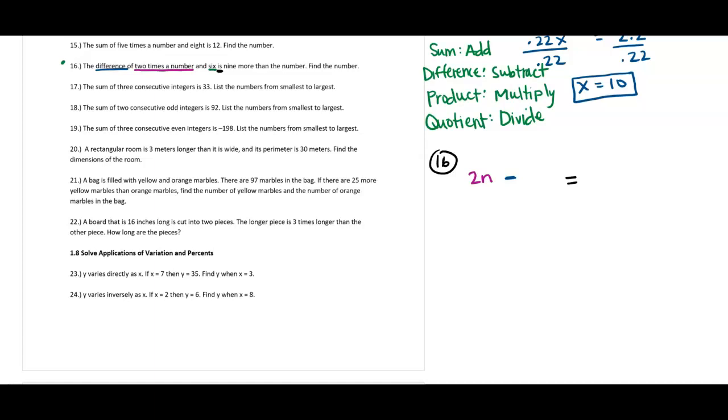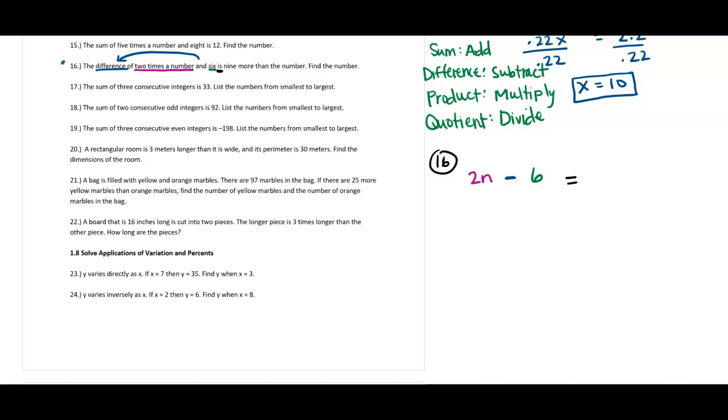This sometimes gets confusing because people always think that when it says "and," that means multiply, but it doesn't. It refers back to the operation that it said you were doing, right? So 2n minus 6, right, is our equal sign.